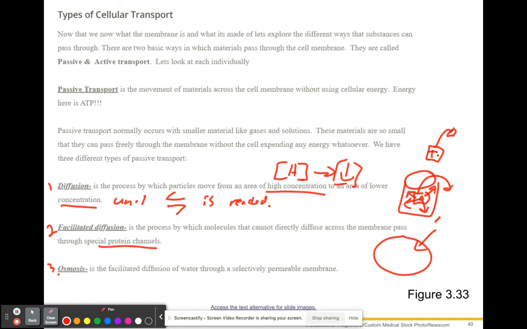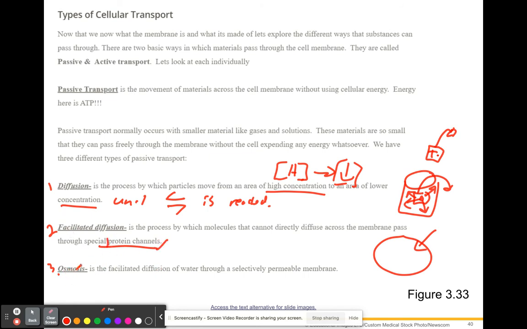If you were moving into a new house and you had a shoebox, you could put that shoebox through a window in the house. You can't necessarily put a TV through the window. You might have to go through the front door. That front door would be a protein channel. So it's the same thing as diffusion, except it needs a little bit of help. We call that facilitated diffusion, and the help comes in the form of a protein channel.